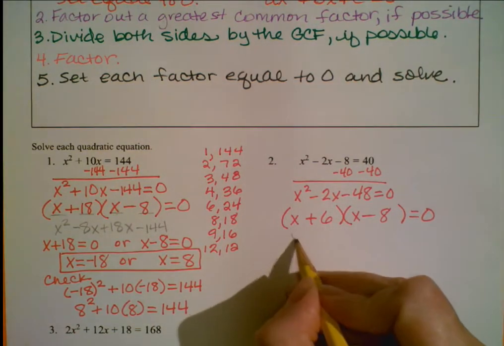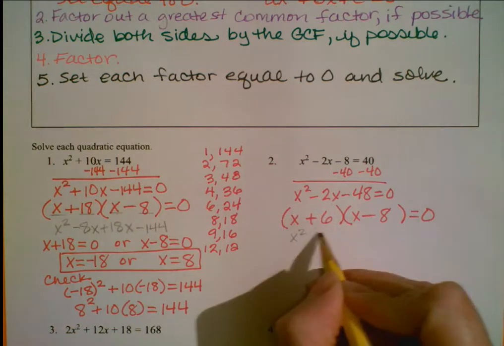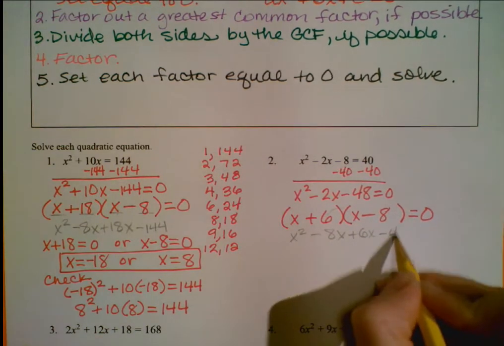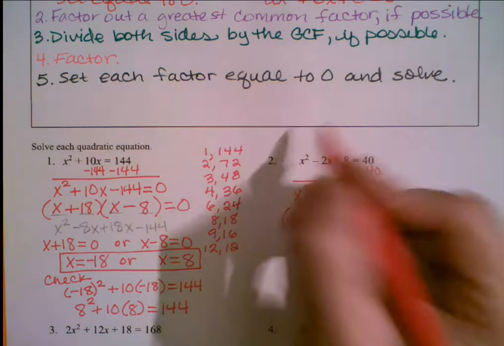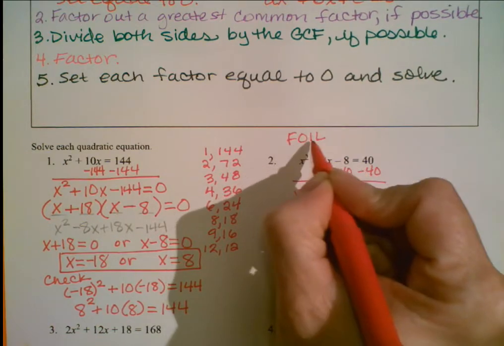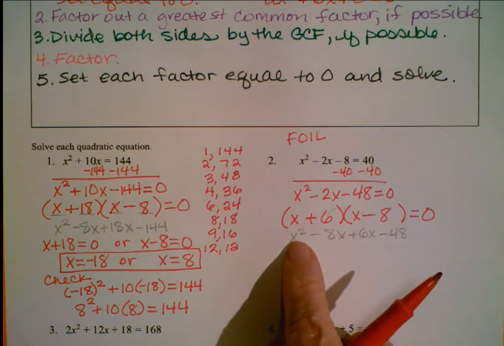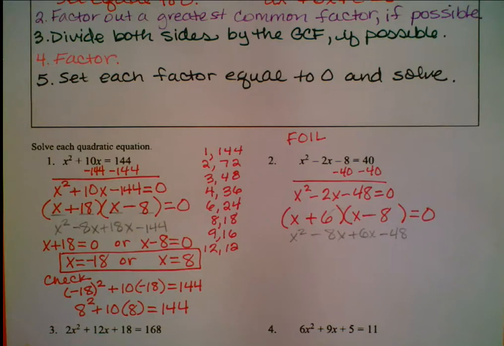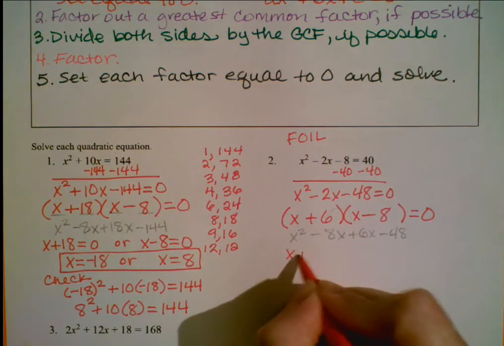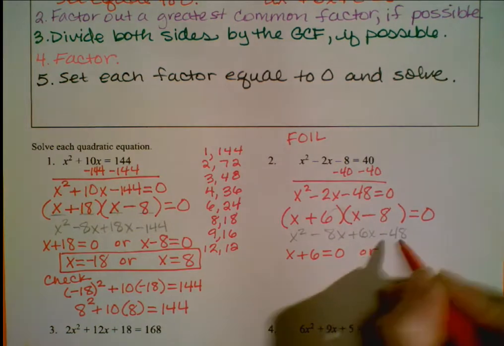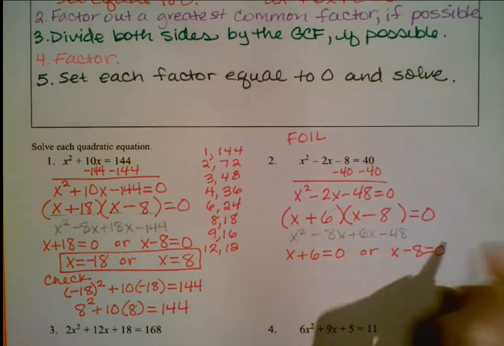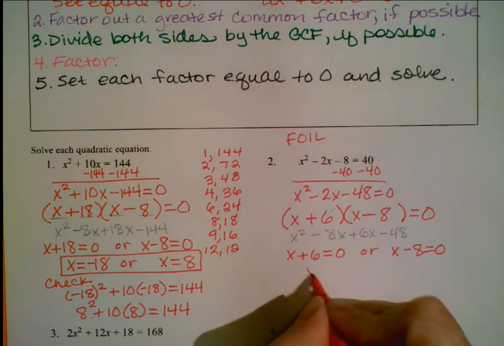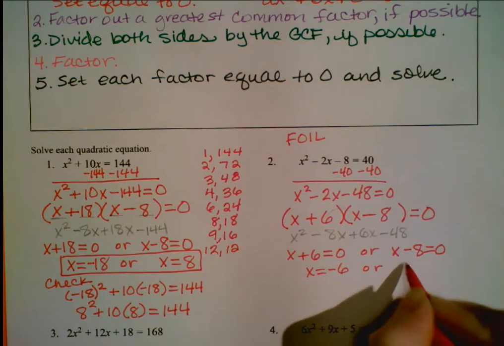First times first, x squared, outside negative 8x, inside positive 6x, last negative 48. Now for those of you that aren't recalling, remember we're using FOIL in that case. First, outside, inside, last. All right, so let's just check. There's our x squared. These combined give me a negative 2x, and there's our negative 48. All right, once we have it factored, then we set each factor equal to 0, because how else is the product supposed to be 0 unless one of the factors or both are 0? All right, solving each of them then, I get x equals negative 6 or x equals 8.